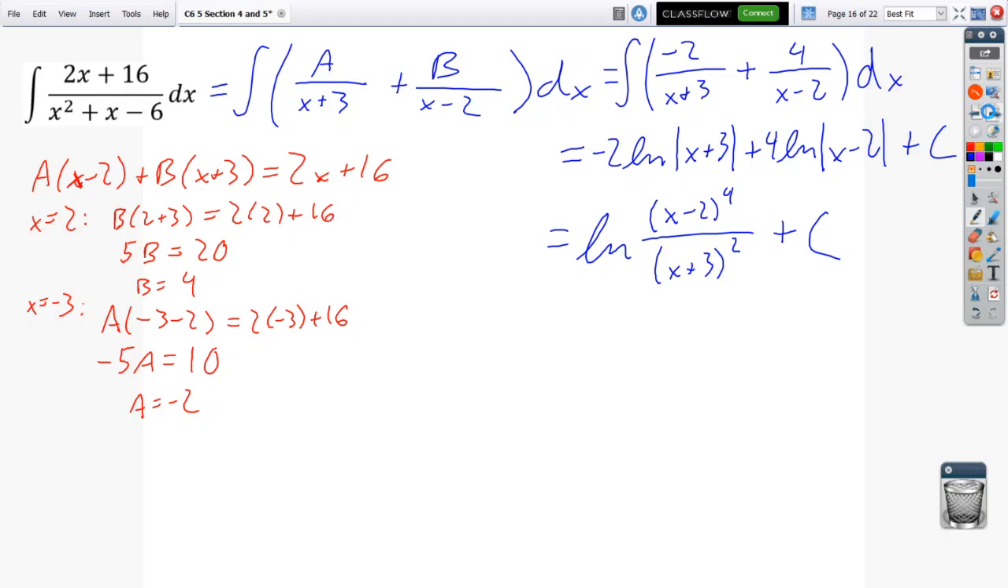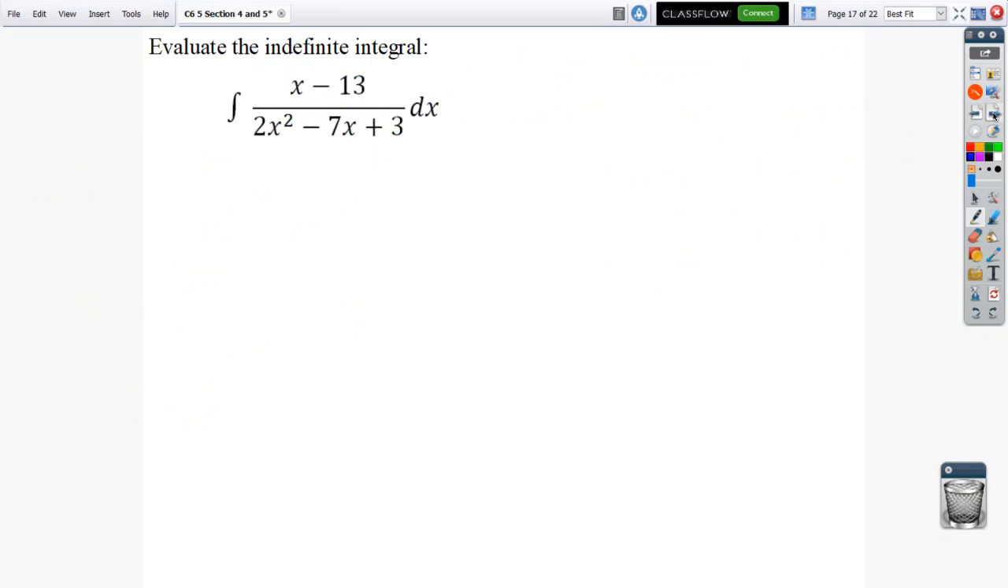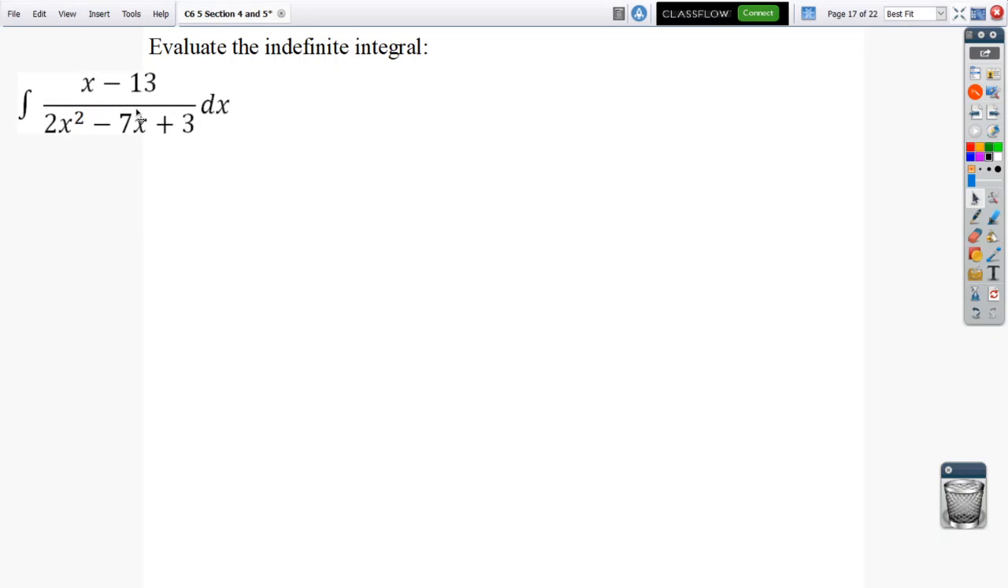Ways that I can make this harder, I can make the factoring more difficult. So looking here, we have x minus 13 over 2x squared minus 7x plus 3. Again, probably the hard part on this one is getting what the factored form is in the denominator. And just so you know, I did pause the video right there to get what the two factors were.